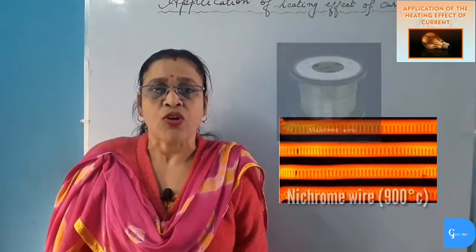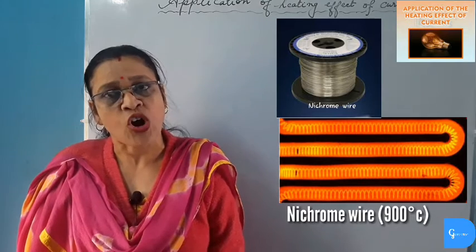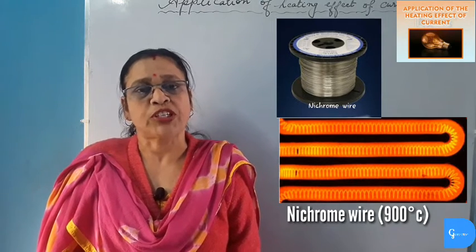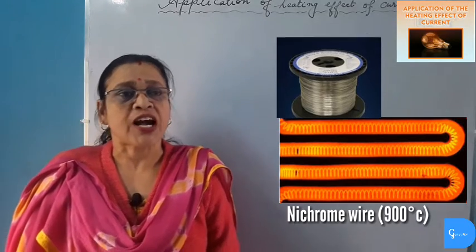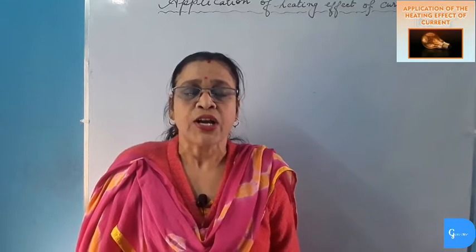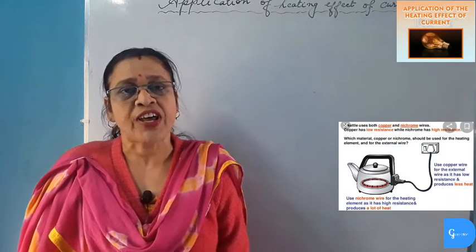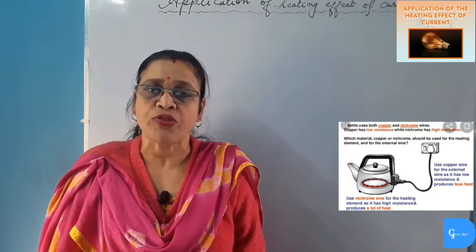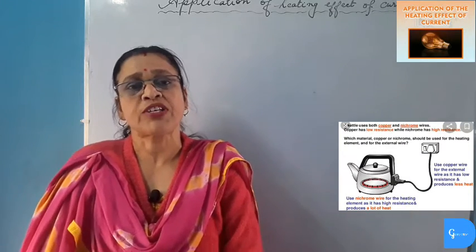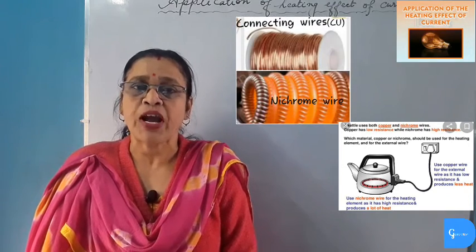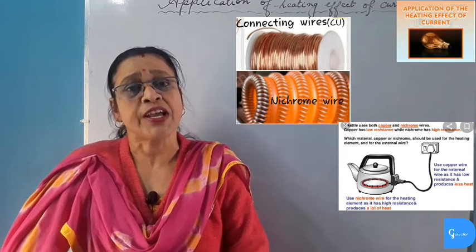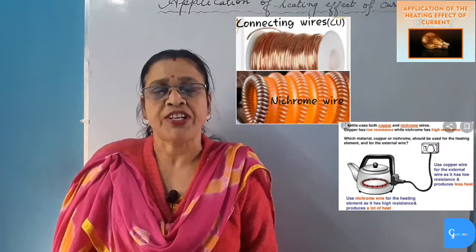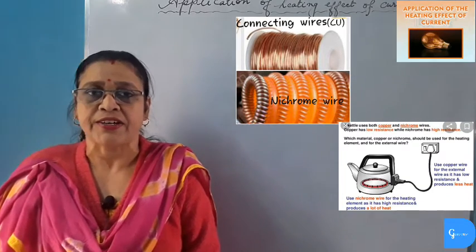When electric current passes through this high resistance wire called nichrome, then it becomes very hot and produces heat, which can go up to the temperature of 900 degrees centigrade. But the heating electrical appliances which are connected to the main supply by connecting wires contain copper wire, and copper has very low resistance, so heat is not produced in the connecting wire. Connecting wire produces negligible heat and thus does not become hot, whereas nichrome has a very high resistance and thus produces heat and so becomes very hot. It reaches up to the temperature of 900 degrees centigrade.